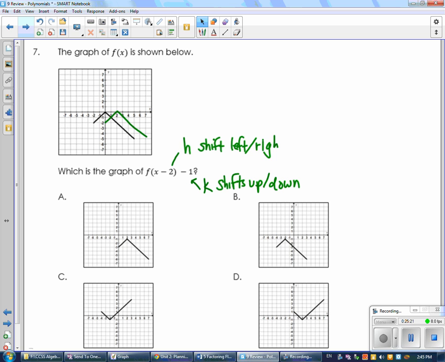The minus 1 on the end tells me that I also need to shift my graph down 1 unit. So that's where what I've drawn in green is essentially the graph that I'm looking for. And there's only one that comes even close, and that's letter A. Now I think that is it.